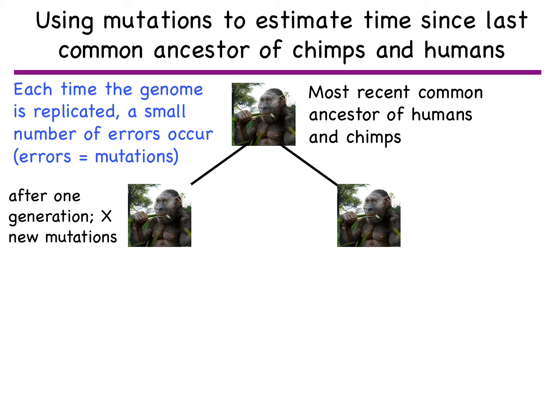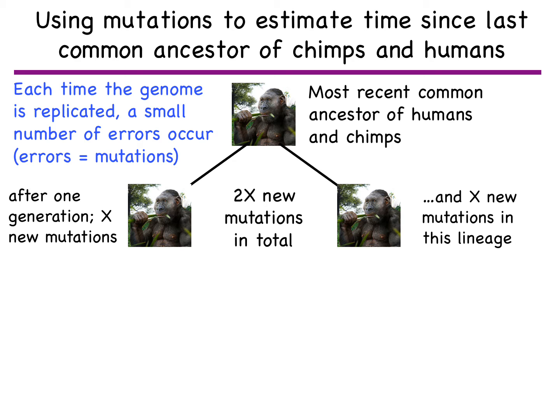So after the genome is replicated, after one generation, each branch in this lineage is going to acquire a new set of mutations. So one set of mutations is going to be acquired in one of the two lineages, and another set of mutations is going to be acquired in this other lineage. So that's 2x new mutations in total. If you compare the genomes of these two organisms, that'll be 2x new mutations that will differentiate the genomes of these two individuals right after the split from the last common ancestor of humans and chimps.